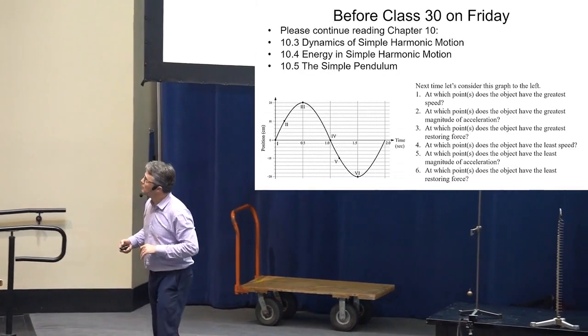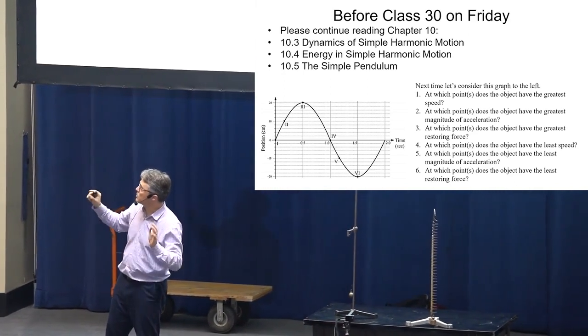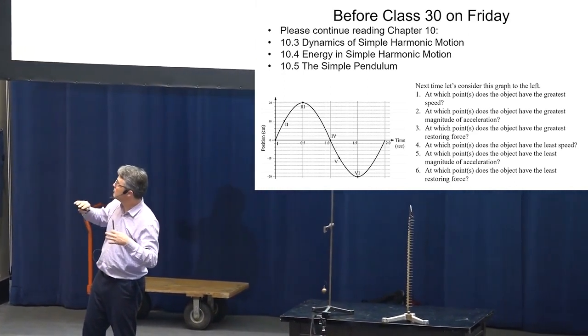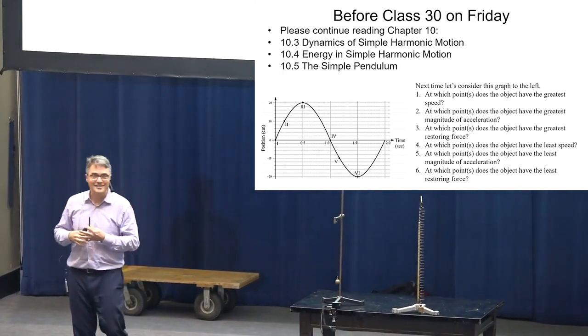Keep on going with chapter 10. Here's this graph. You can think about at what point does the object have the greatest speed, greatest magnitude of acceleration, greatest restoring force, and then the least of those things.